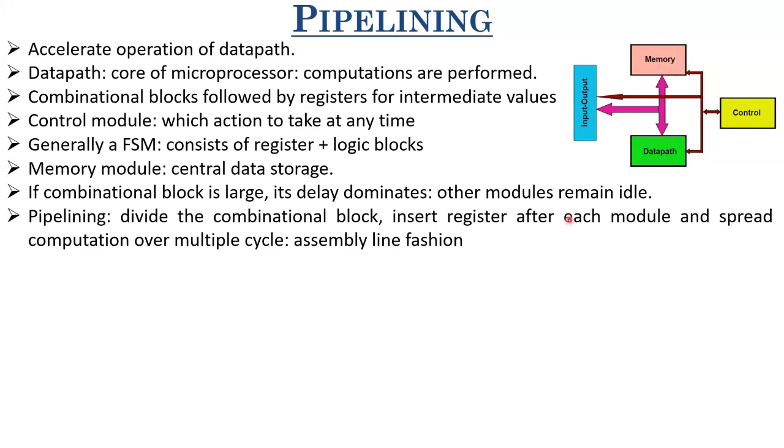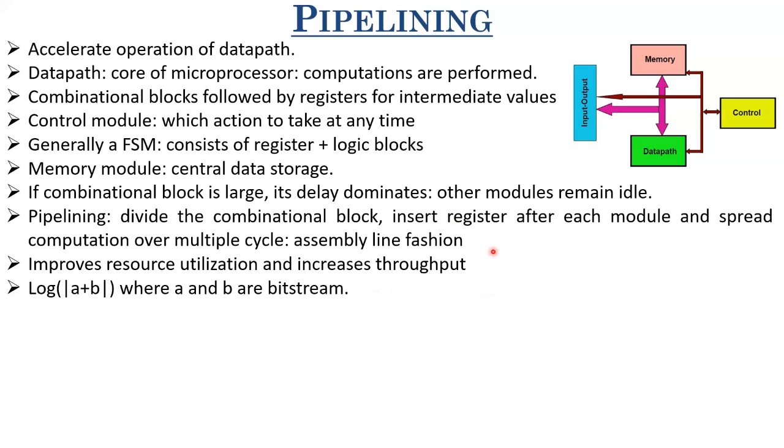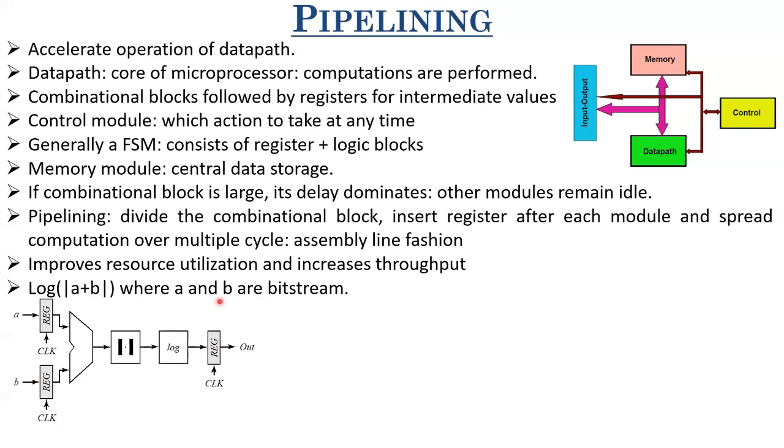But the main point of using pipelining is that it improves resource utilization and also increases the throughput. So let us take the simple case given in the Rabaey book, that is, we have to compute log of mod A plus B, where A and B are bit streams. The general approach is you have A fed to a register, B fed to a register. At one particular time, A1 and B1 are fed to the register at the positive edge of the clock. At the next positive edge of the clock, A2 and B2 will be fed. This register is there for sampling the values. So first A1 and B1 are sampled here.